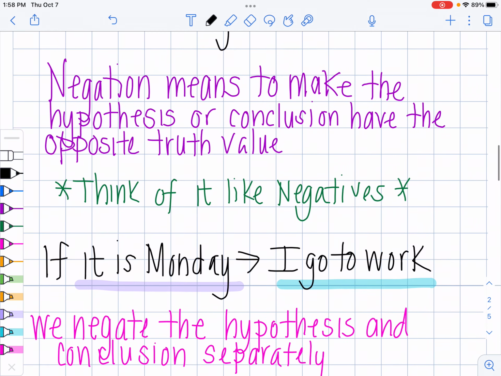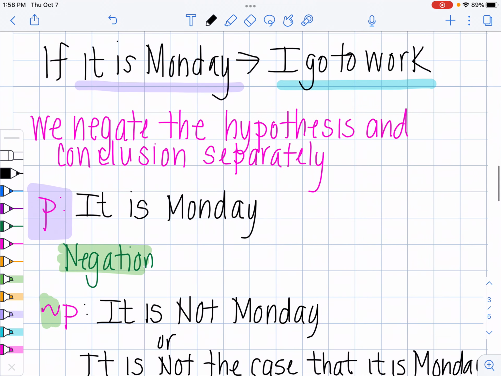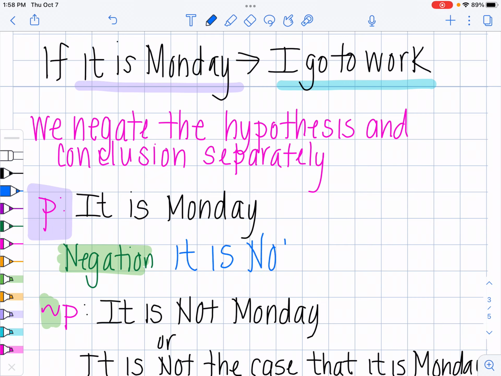So if I wanted to negate the hypothesis and the conclusion of my conditional statement, if it is Monday, then I go to work. The negation of it is Monday would be it is not Monday. You just add the word not. Sometimes you have to write is not or does not in order to make the sentence make sense. But basically you're adding the word not. So it is not Monday is going to be my negation.